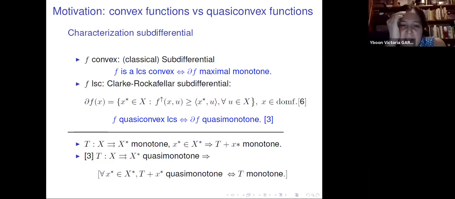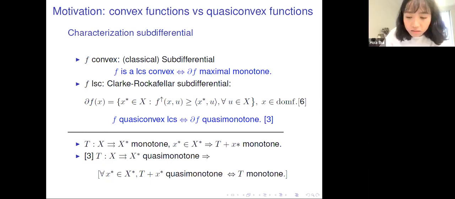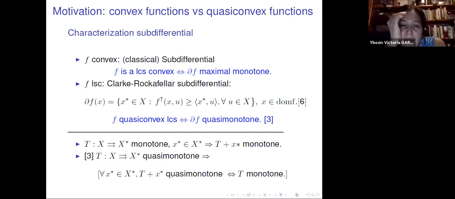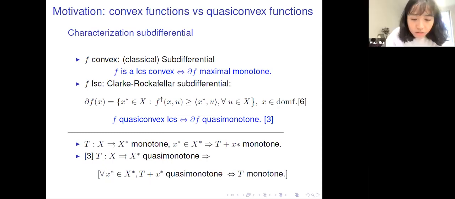You are talking about a translation, no? Yeah. If you have a translation, there is always a quasi-monotone. So this result means that every quasi-convex function, if its summation with a linear function is still quasi-convex for every linear function, then the function must be a convex function.